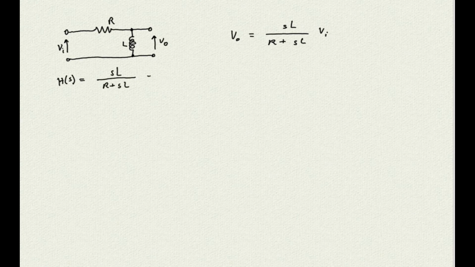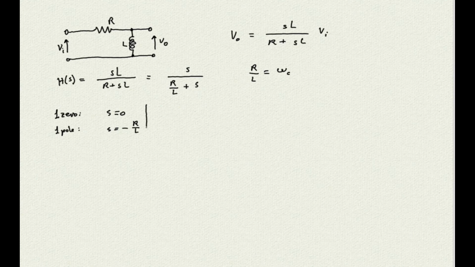And then, dividing both numerator and denominator by L, we obtain S over R over L plus S. In here we can identify the angular frequency omega c as R over L. This transfer function, like the previous, has one zero and one pole. The zero is for S equals 0. The pole is for S equals minus R over L.